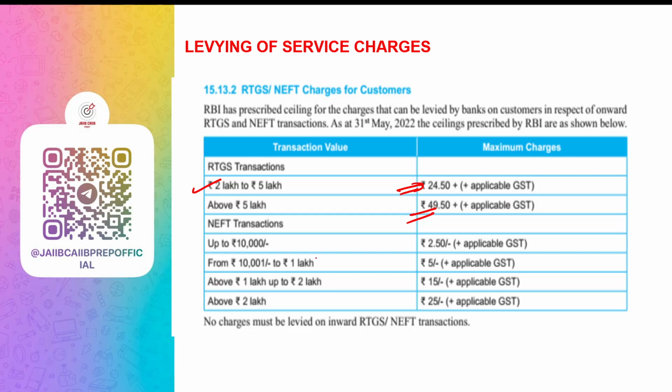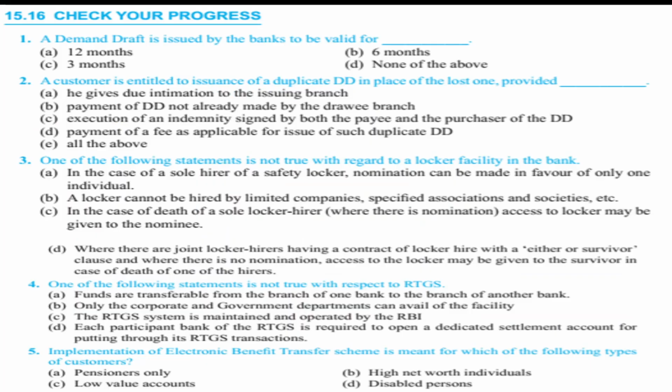For NEFT up to 10,000 it is 2.5 rupees plus GST. For 10,000 to 1 lakh it is 5 rupees. For 1 lakh to 2 lakh it is 15, and above 2 lakh it is 25 rupees plus applicable GST charges. It is for outward transactions and no charges must be levied on inward RTGS or NEFT transactions.